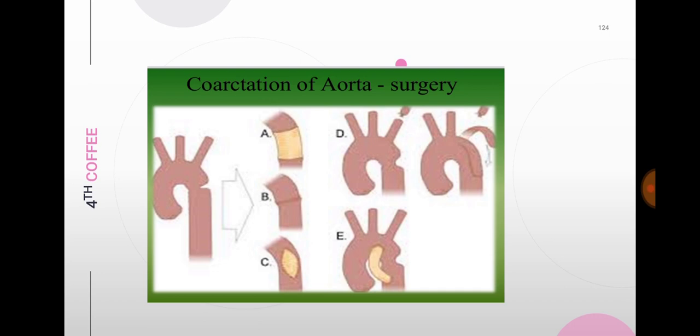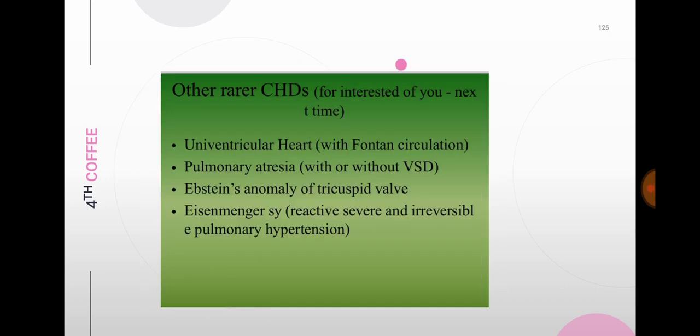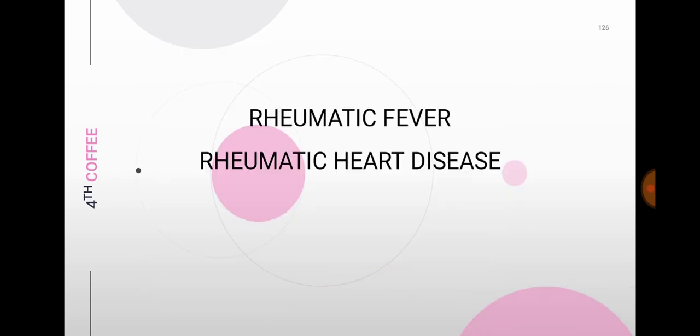So for other CHDs, you can read up on them in your own interest. Okay, the last part is acquired heart diseases. As I mentioned earlier, we're only going to discuss RHD and Kawasaki disease. First, rheumatic fever and rheumatic heart disease. These slides are from the Philippine Society of Pediatric Infectious Disease.